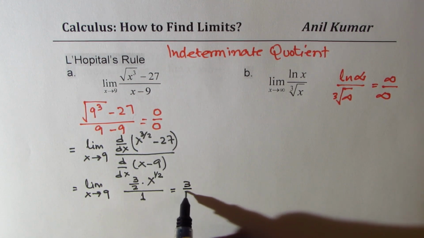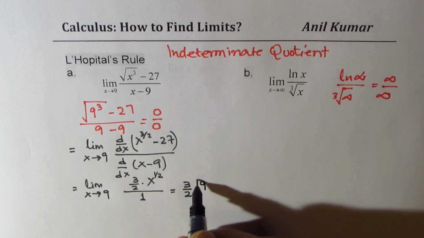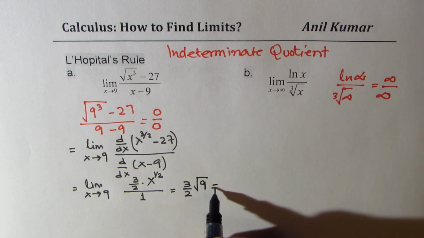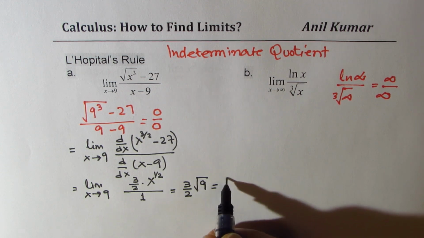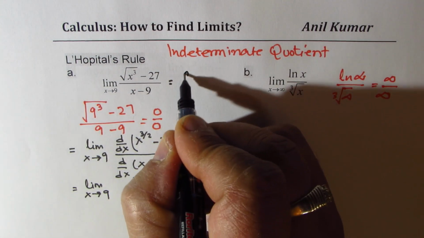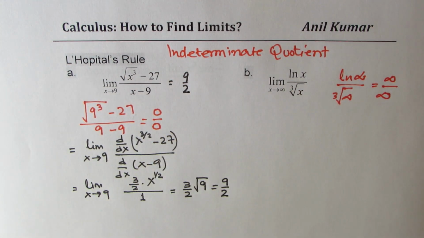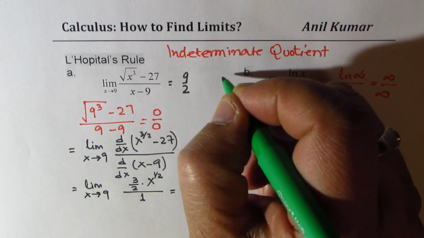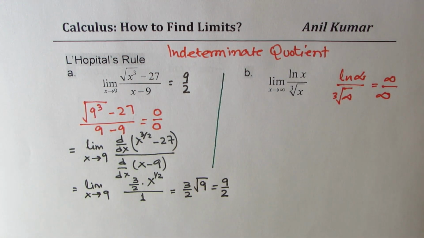I get 3 over 2, square root of 9, right? Which is 3. So we get 9 over 2 as our answer, 4.5. So the answer here is 9 over 2. So that is how you could actually find the derivative of such a function very easily.